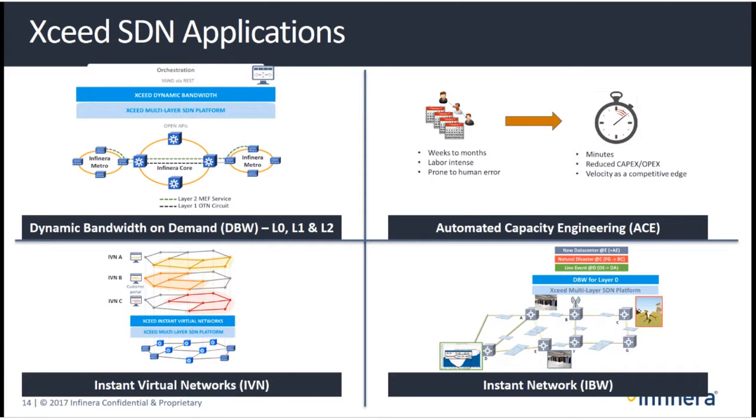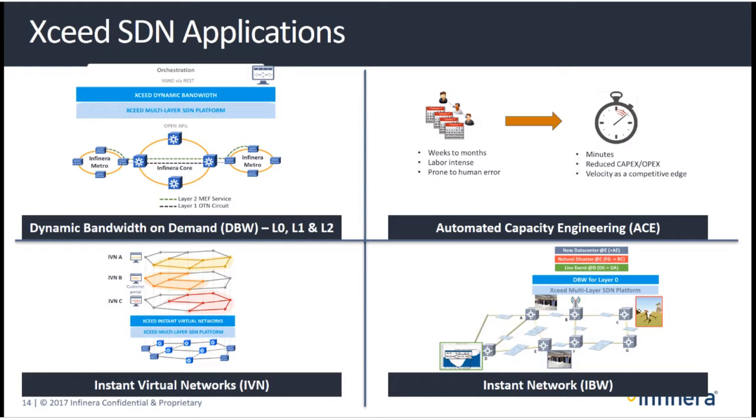The Xceed application suite consists of dynamic bandwidth, or bandwidth on demand, applications for layer 0, layer 1 and layer 2, which covers the Infinera portfolio from metro to long haul core. So they provide standard APIs, IETF or TAPI based REST APIs, for orchestrators to activate and modify services of various layers. The automated capacity engineering is a network planning application suite which enables capacity planning or capacity addition on an existing network.